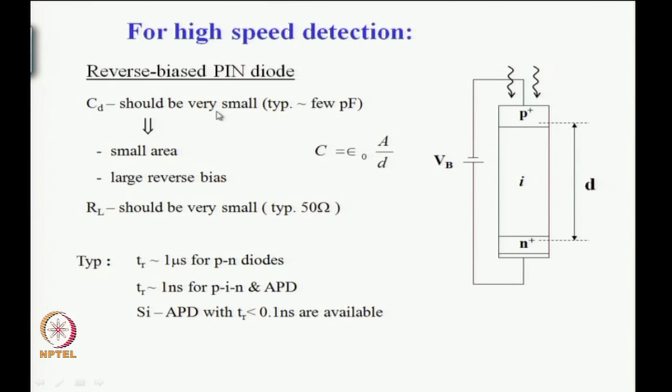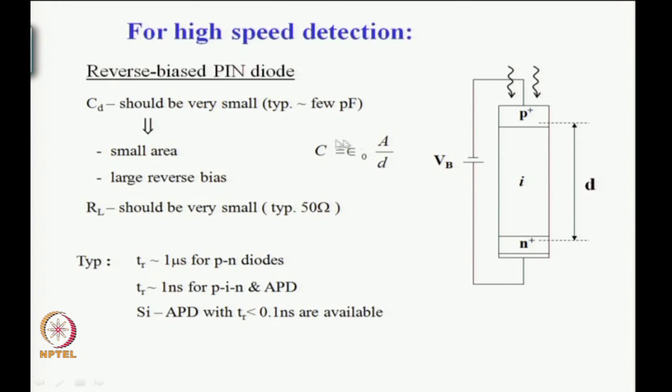CD here should be very small, because it is in the denominator if you want to have a large cutoff frequency, typically a few picofarads. CD will be small if you have a small area and large reverse bias. Large reverse bias leads to a small junction capacitance, because the width of the depletion region increases.